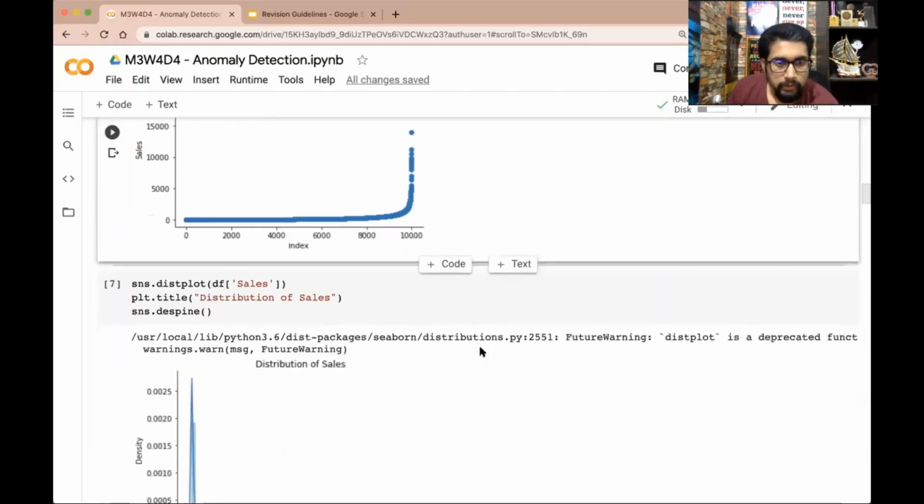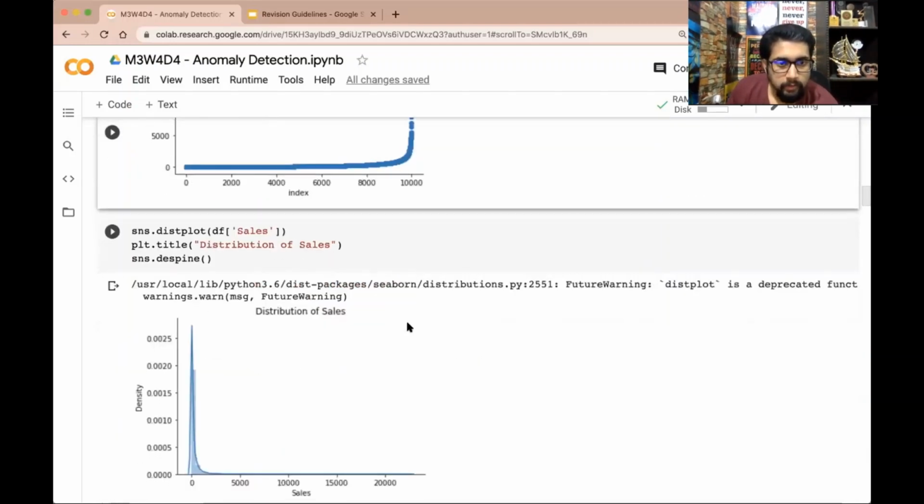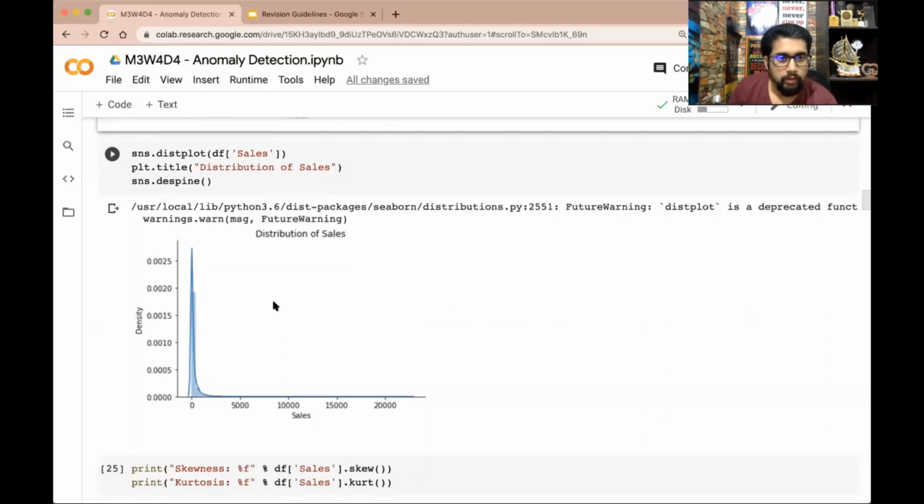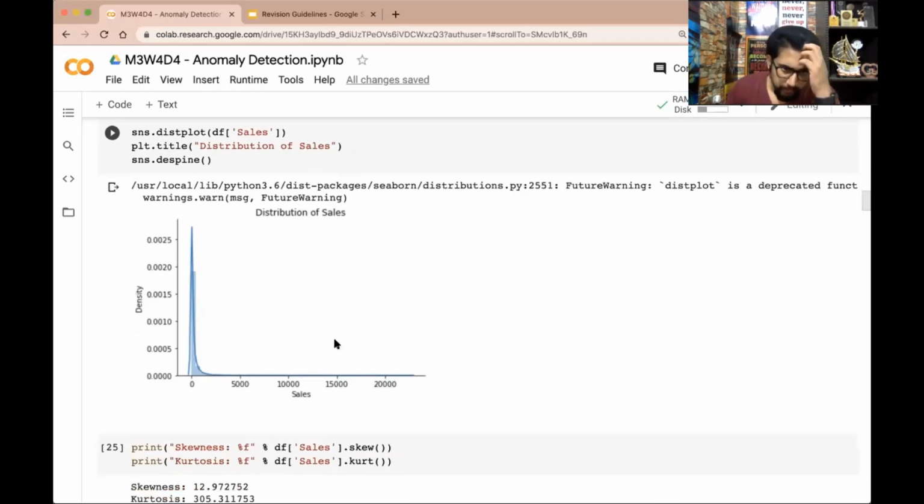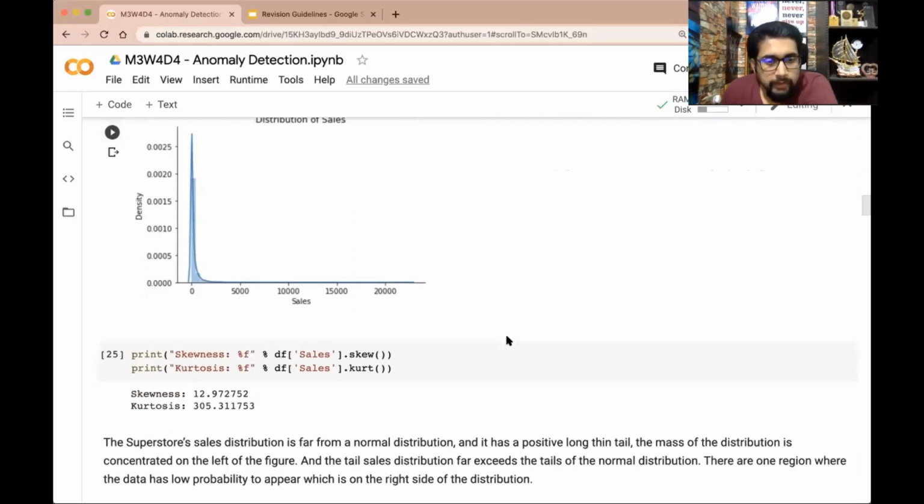So now if I plot the distribution again, just doing a dist plot of the sales, here you can see that it has a very long right tail. The tail is huge. We have many observations which do not comply with the actual majority distribution, so these are probably the anomalies. We'll try to find them out.